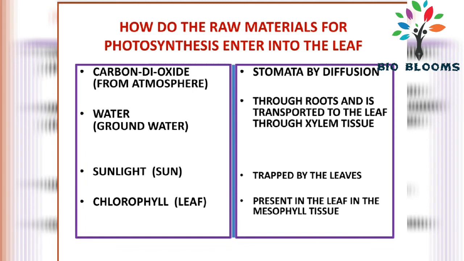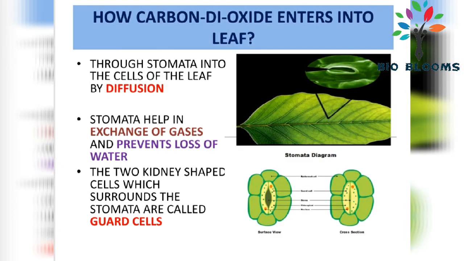And next one is, how do the raw materials for photosynthesis enter into the leaf? So carbon dioxide from the atmosphere enters through stomata, water from the ground enters through roots, sunlight is trapped by the leaves, and chlorophyll, as I said to you, is on the leaf itself. It is present in the leaf in the mesophyll tissue. And so these are all very, very important.